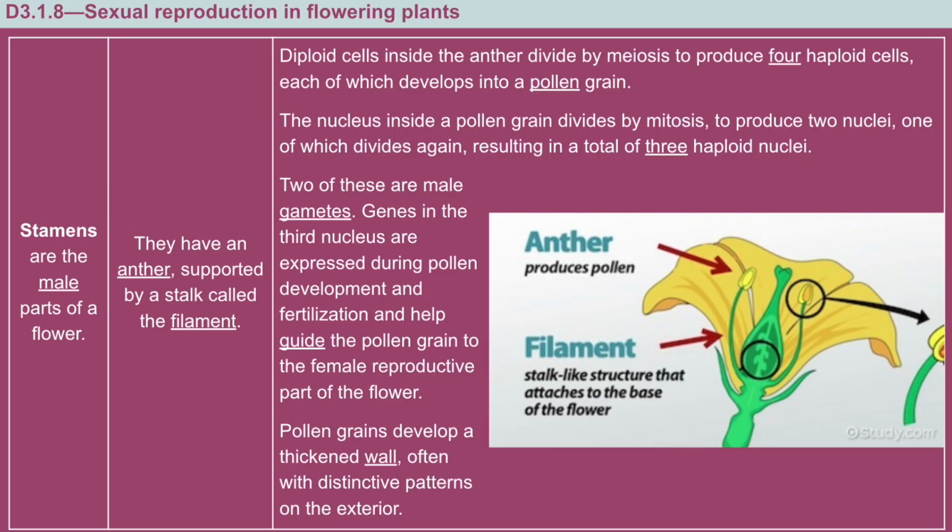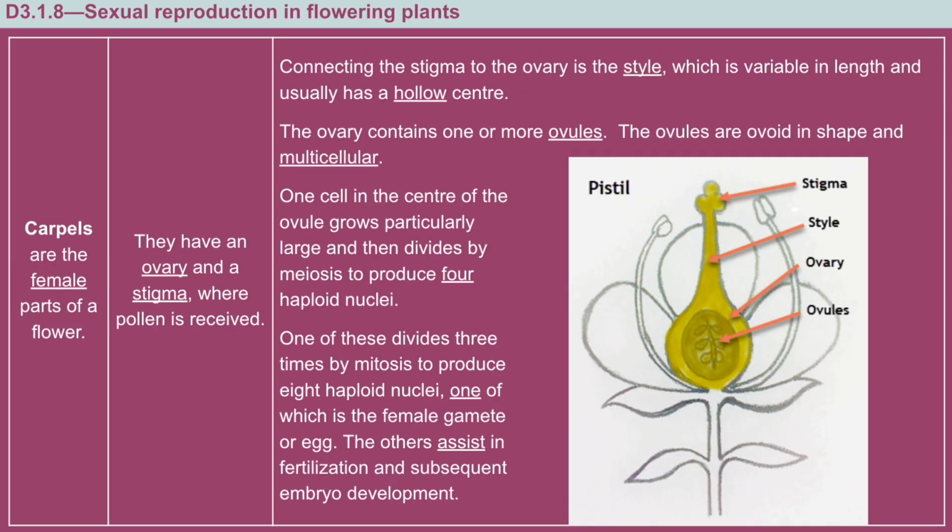Let's start with the male parts called the stamens. They're made up of an anther and a filament, the supporting stalk that holds the anther. Now, in the anther we have some diploid cells. They're going to divide by meiosis to produce 4 haploid cells, each of which develops into a pollen grain. Those male gametes inside those pollen have this thickened wall, and they are going to be transferred in many different ways, which we'll mention, to land on the stigma.